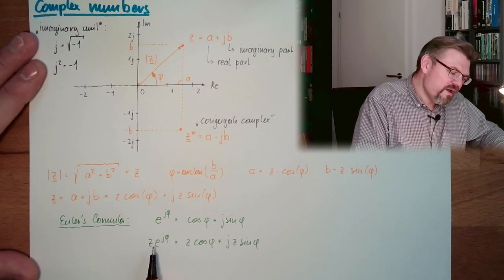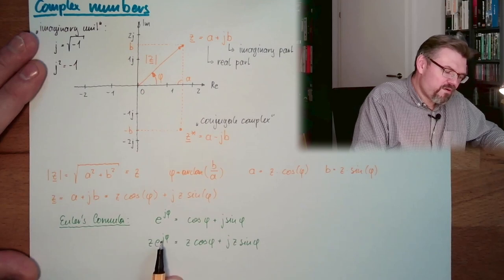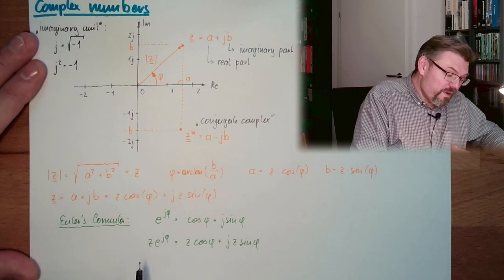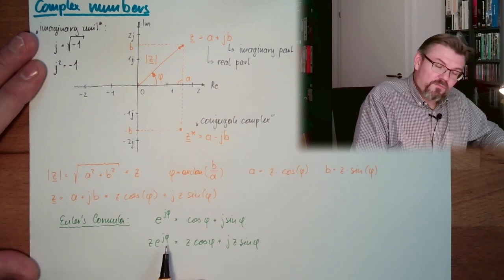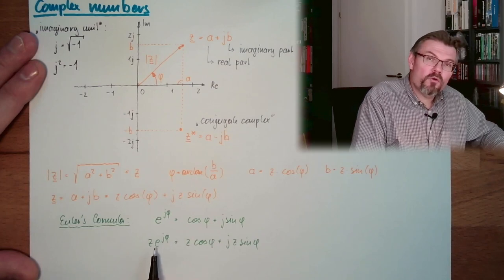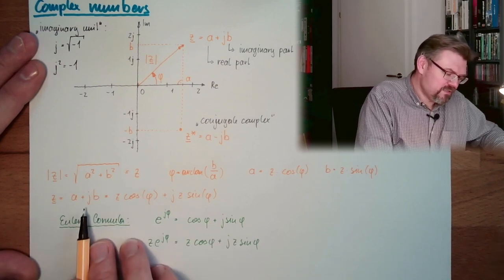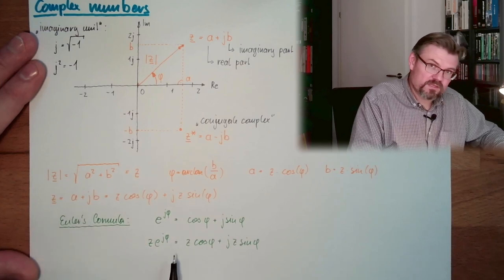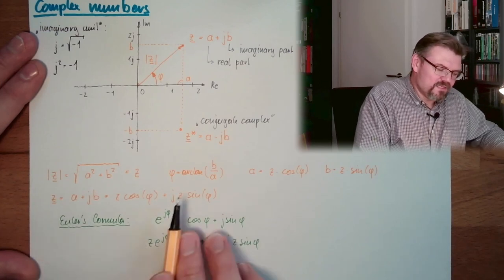If you see somewhere a number e raised to the power of j and some other number, then it's a complex number with absolute value and argument, an angle. Polar coordinates, it is called. This is the component representation. This is the polar representation.